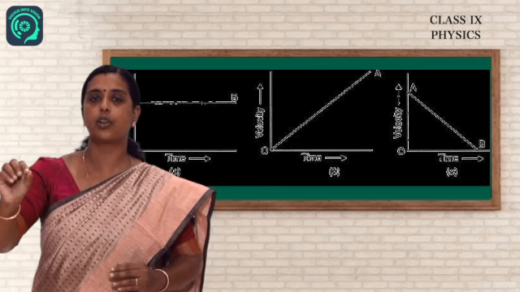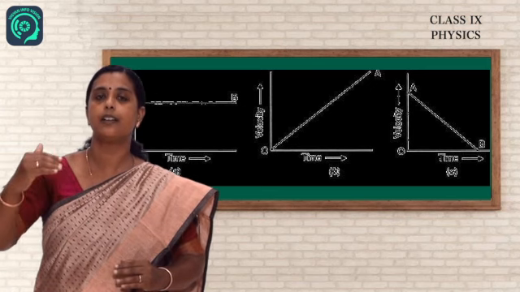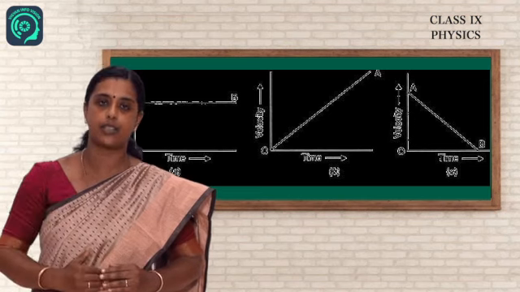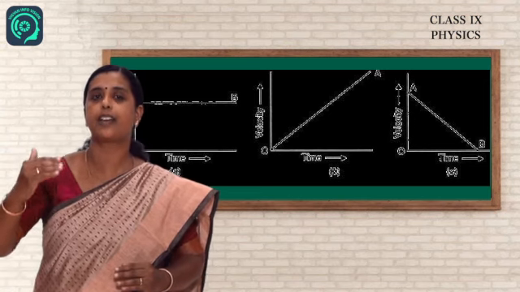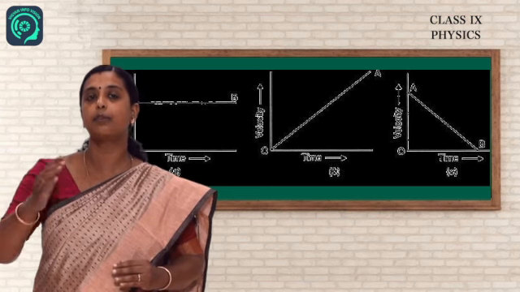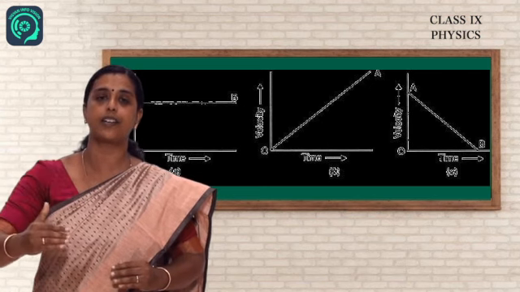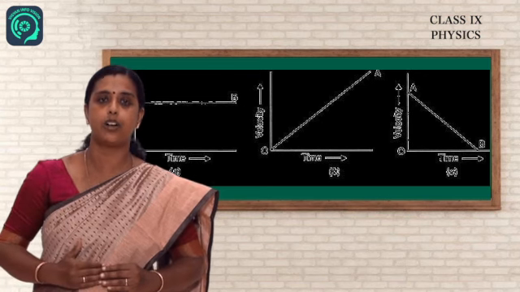And then when we join the line, the region below the graph will give you the distance, and it is a triangle and a rectangle. The sum of the areas of the triangle and rectangle will give you the distance travelled by the object.